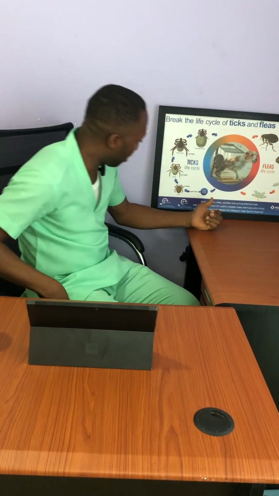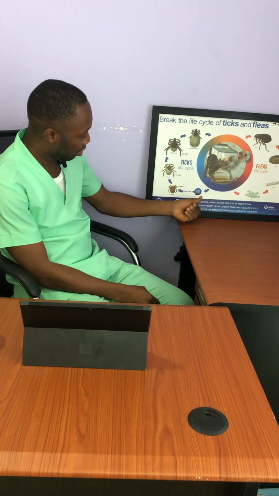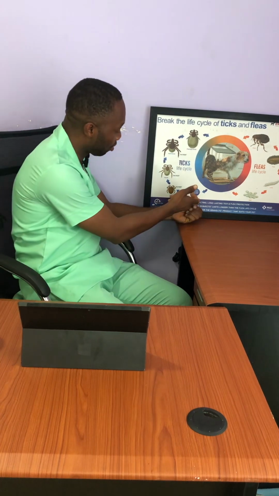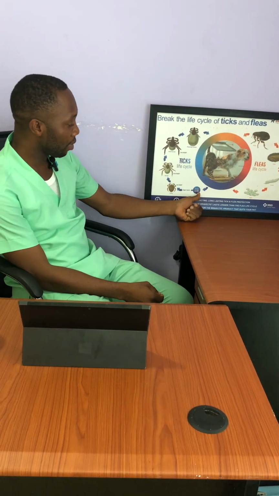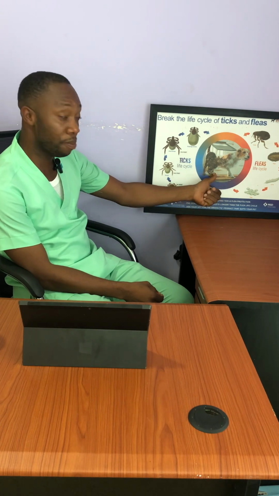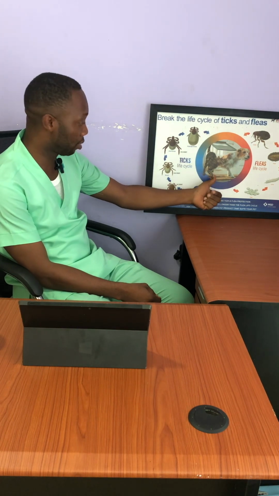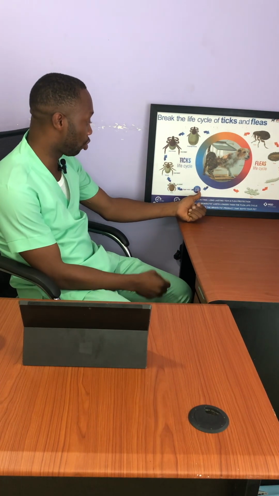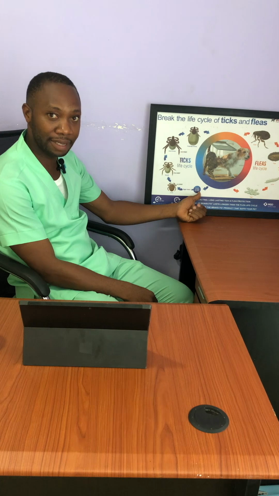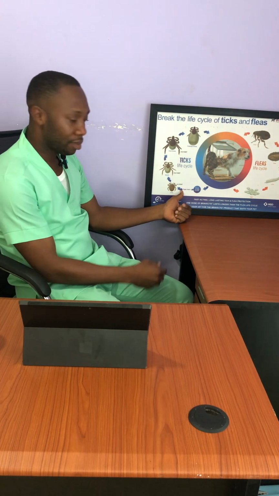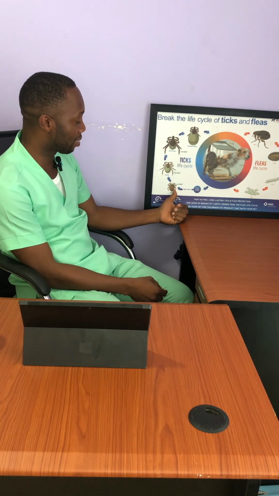Right here we have the life cycle chart of ticks. Now, a tick starts its life as an egg. Here you could see the egg here. The adult female, after engorging blood, mates with the male right there on the body of your animals, particularly your dogs or your cats, and then comes down, drops on the floor, and lays eggs. This egg stays for some weeks and hatches to a larval stage.